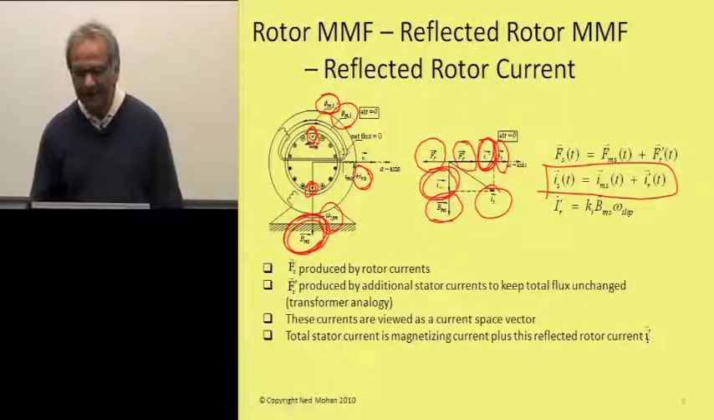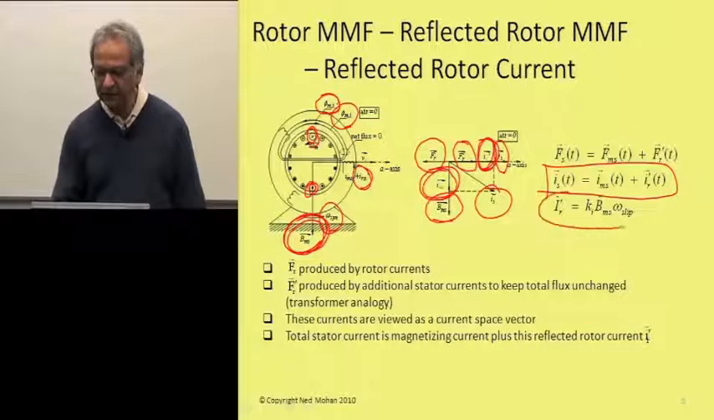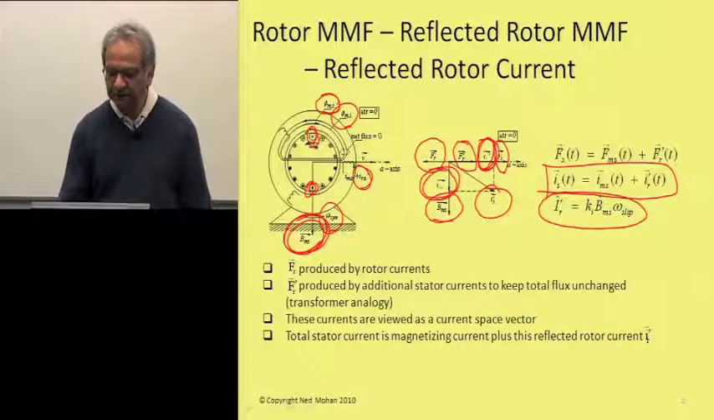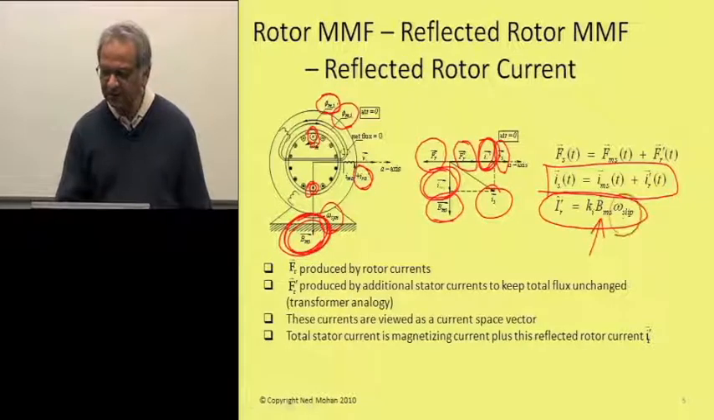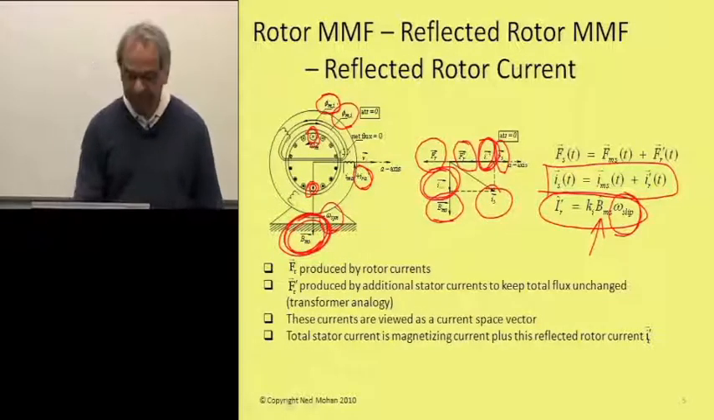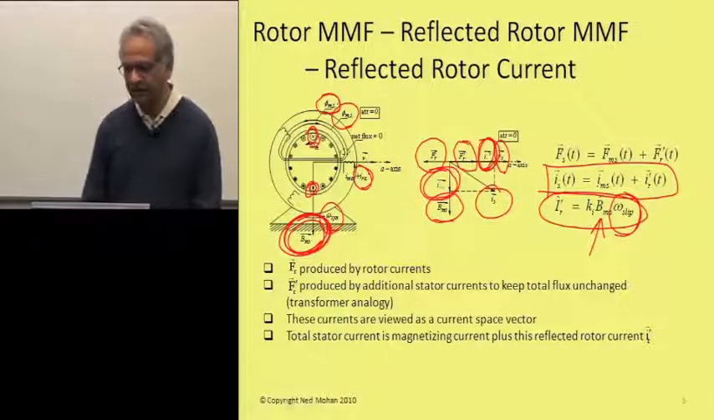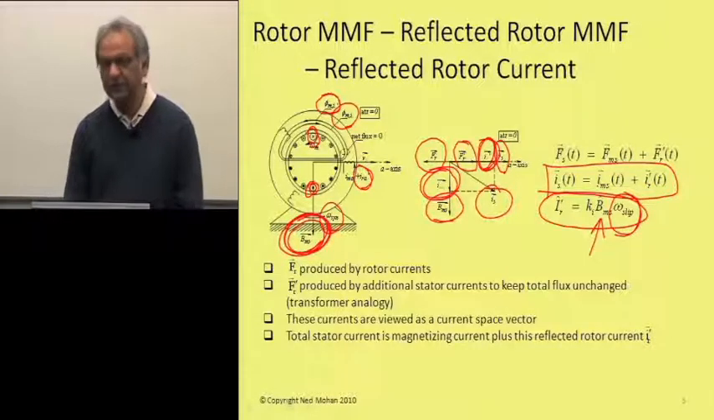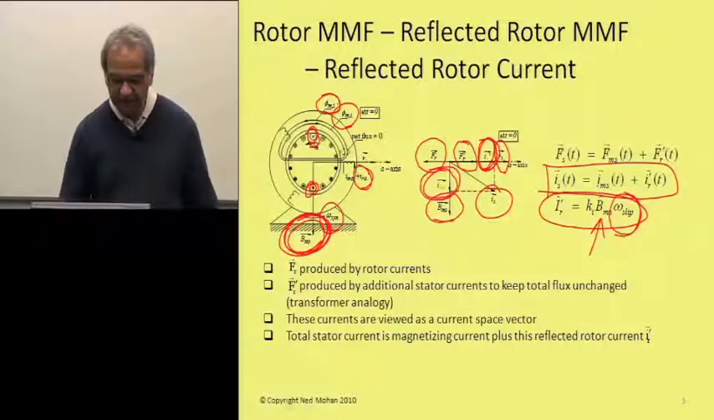Okay, and of course the currents that are drawn depend upon how much the peak flux density is here, and also the slip speed. So it's very important to recognize that the amplitude of these currents is proportional to slip speed. All right, so that's the space vector diagram.